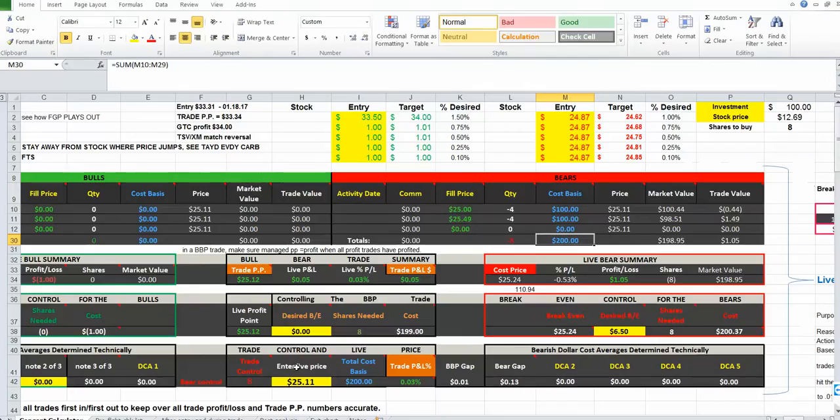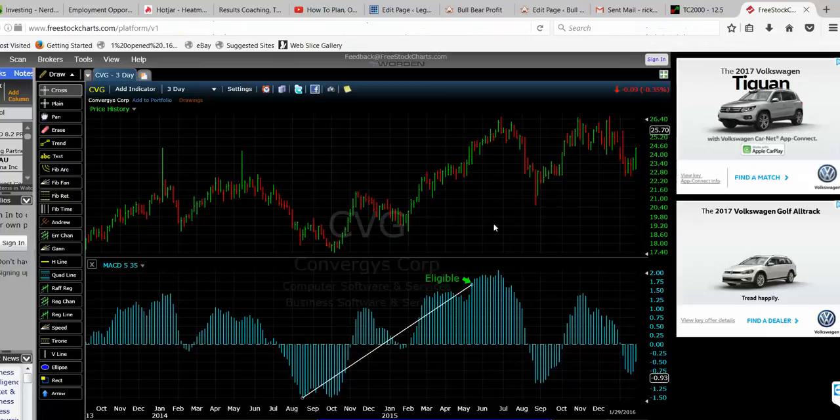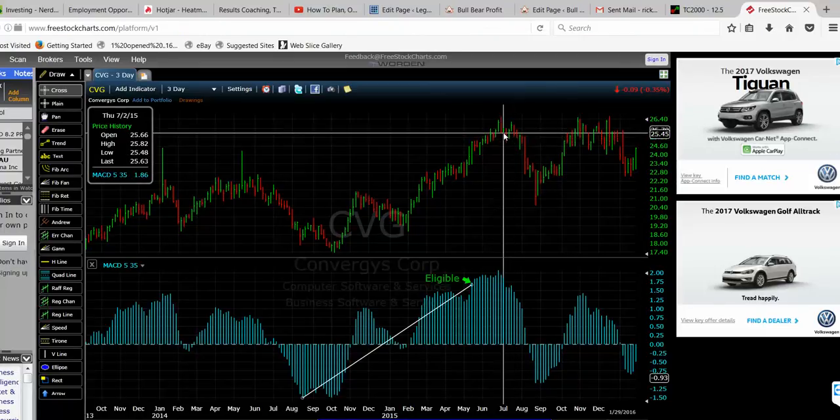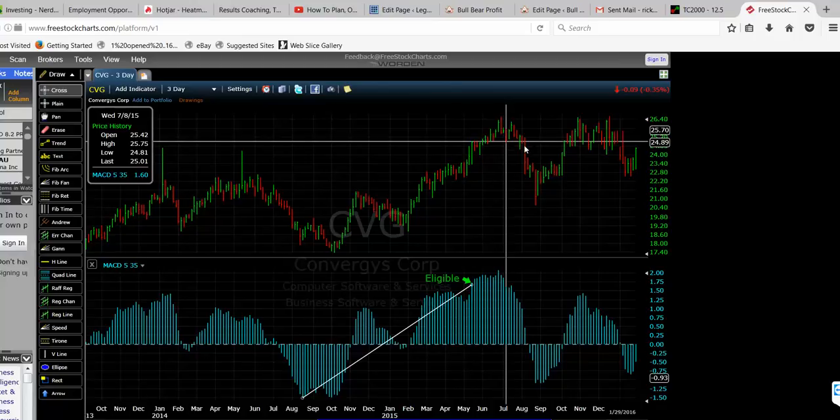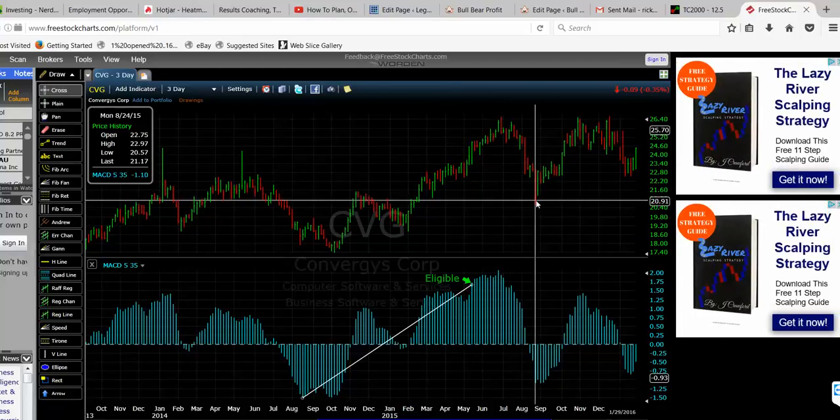So at this point, one last thing is we want to get to 25.12 or lower. I'd put in my limit order at $25.11. And obviously it hit 25.11 right there. It hit $24.81. And then it really, really, really collapsed.